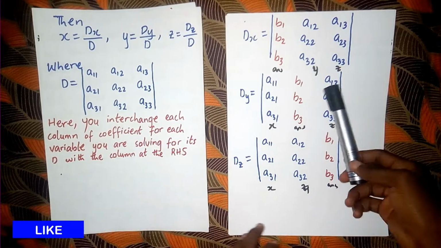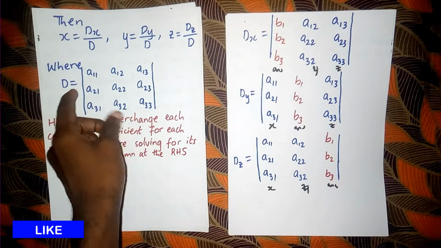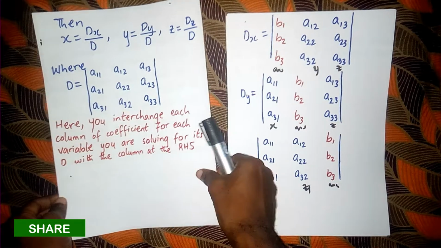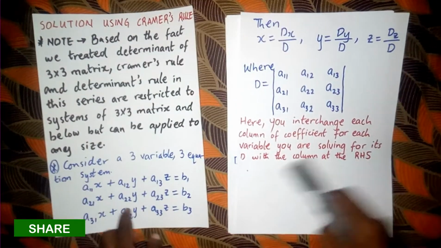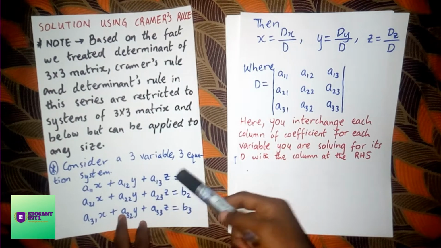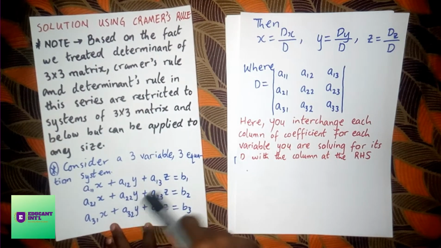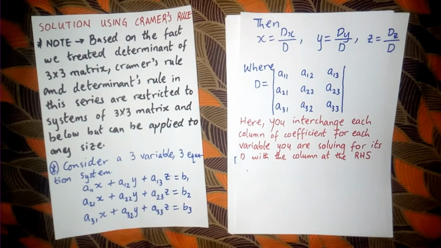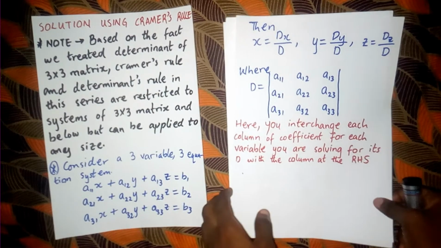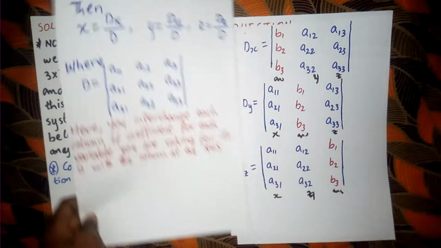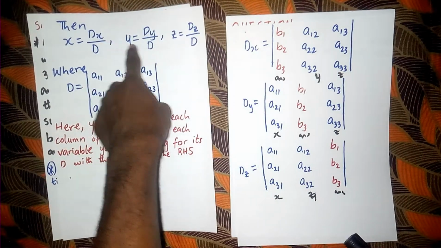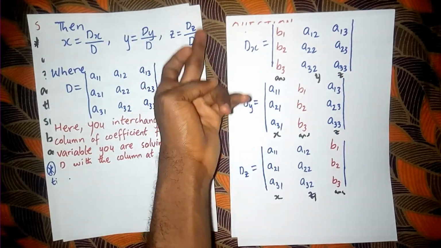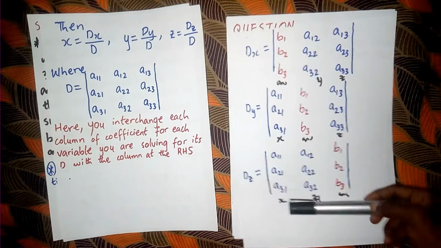So like we have said, when we are finding x, when we have dx, we are going to put b1 here. When we have dy, we are going to put b1 here. When we have dz, we are going to put b1 like this. That being said, let's look at an example. It's just straightforward. Just know these equations: x equal to dx over d, y equal to dy over d, and z equal to dz over d, and then you just find for this.